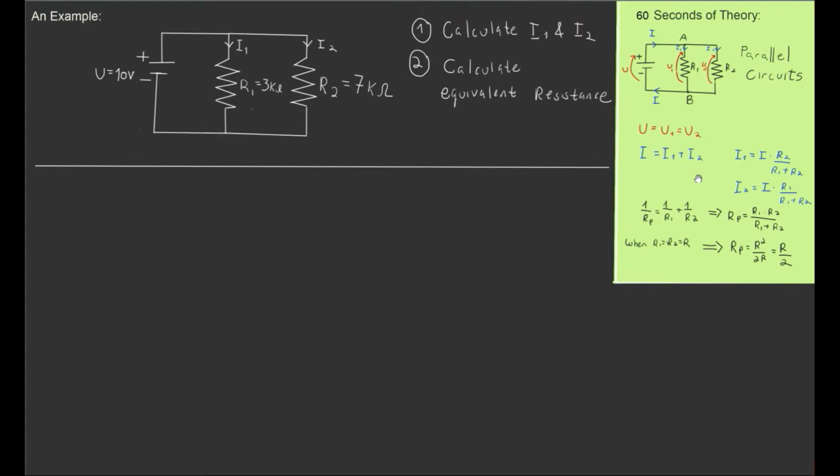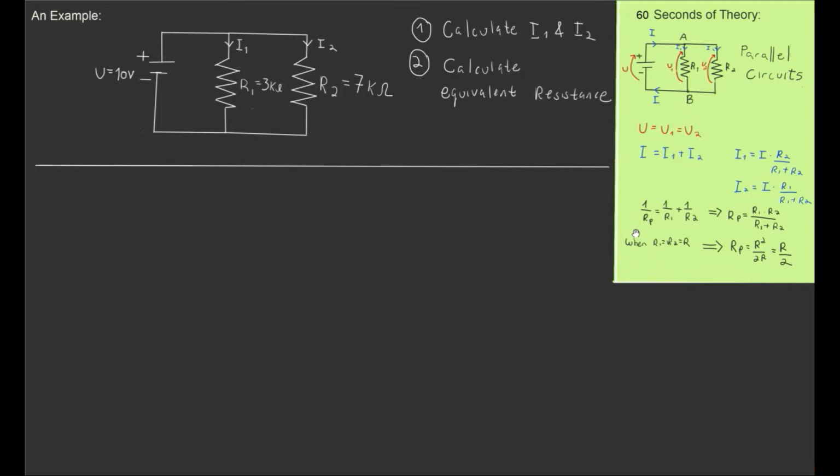And we have simple formulas that tell us how exactly the current is distributed, how much goes into each branch, and these are the formulas. I1, the current that goes into branch 1, equals the total current times R2, that's the resistance in the other branch, divided by the sum of the two resistances.